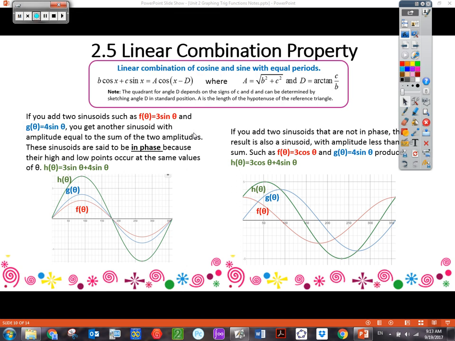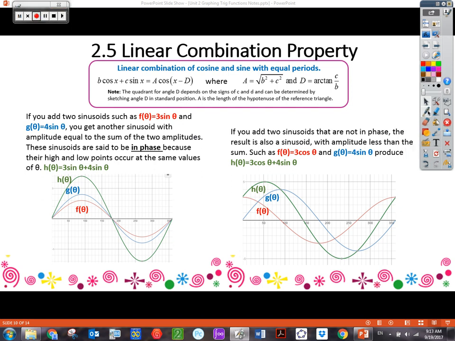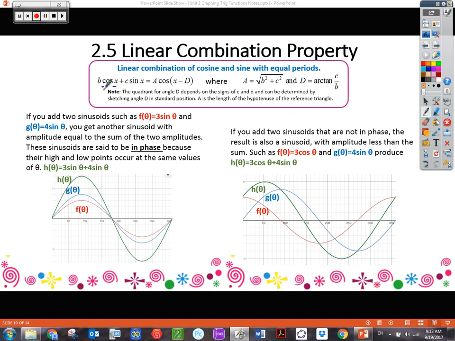Okay guys, let's take a look at today's lesson. Today's lesson is on the linear combination property. This is one property that's going to be helpful to us. In this particular instance, it's going to allow us to take cosine and sine and combine them into basically one trig function. So that's what we're going to be working on today.